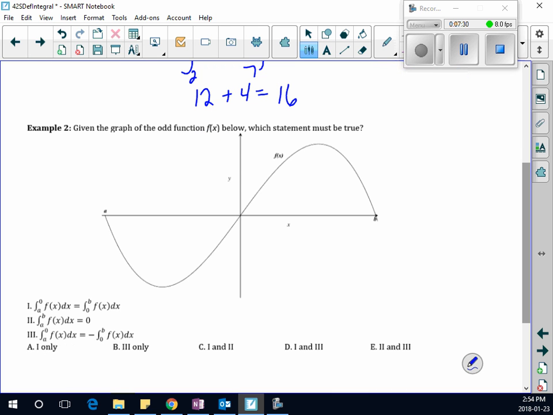Given the graph of an odd function, which statement must be true? So I'll give you a second to do that. Okay, so because this is odd, remember this area would be the same as this area, right? So they're saying from A to 0 would be the same thing as 0 to B. So that's not right. Does everybody see that? Okay.